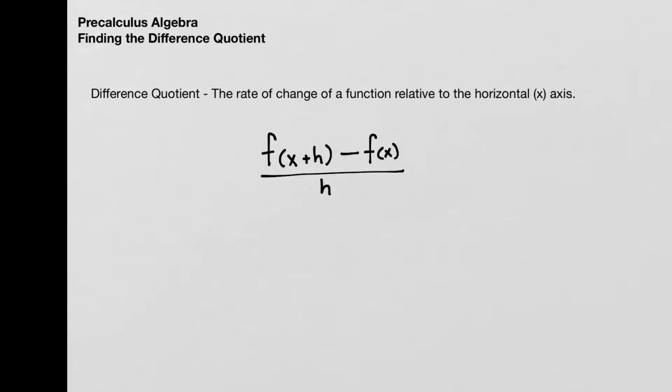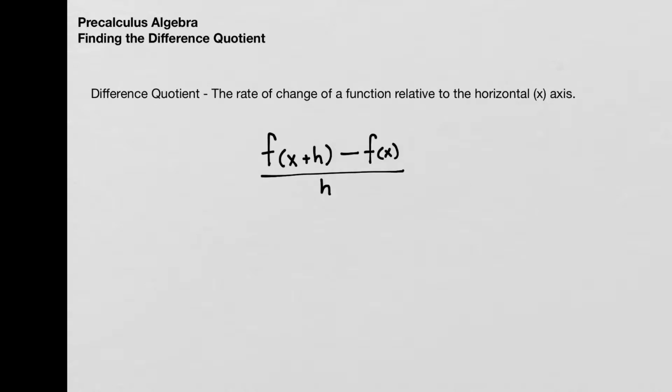In algebra, the difference quotient is the rate of change of a function relative to the horizontal or x-axis. We saw a rate of change before in algebra, and that was when you found the slope of a line. But now we're working with functions that may or may not be straight lines. So we can have a curve and still talk about how that curve is changing with respect to the x-axis.